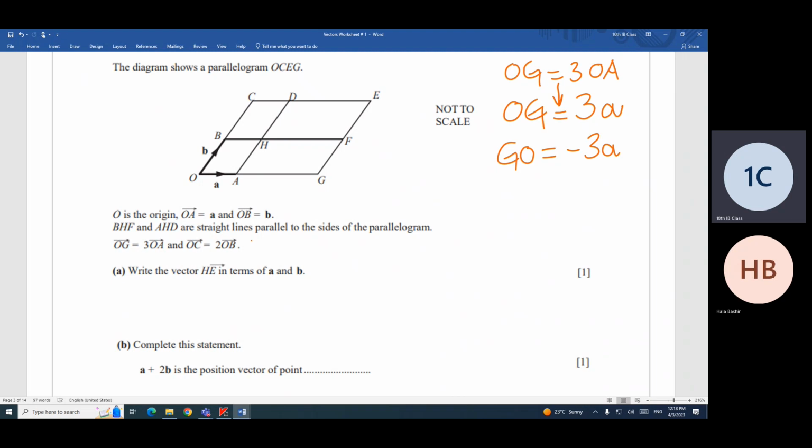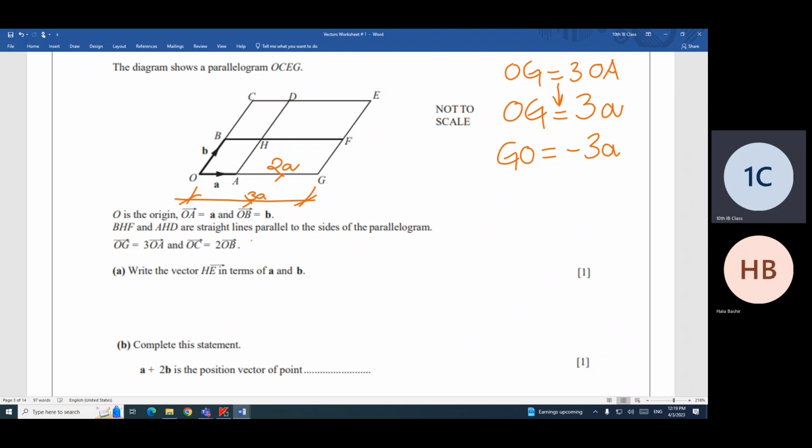So when we say from O to G, guys, it is 3a. How much is from A to G? If all this is 3a, then in this direction it is 2a. Right? Perfect. Let's go to the next part.